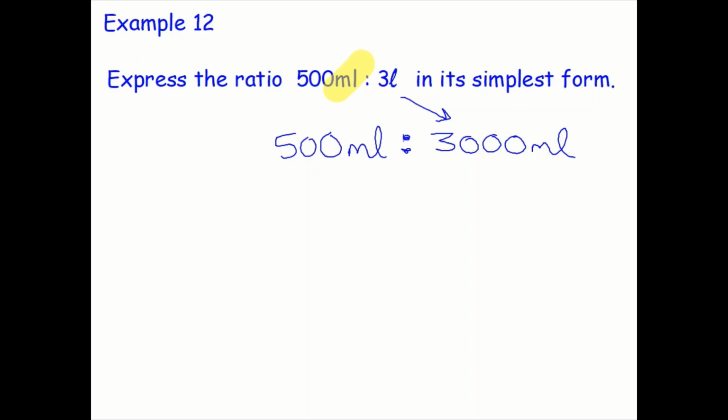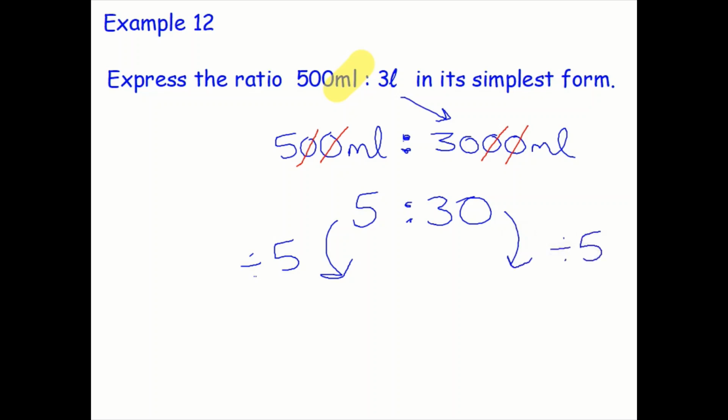Well, I'm going to make this a little bit easier for myself. I'm going to cancel out a 0 there and a 0 there, and I've got another 0 I can actually cancel out there. So basically I'm just simplifying the ratio 5 to 30, which is much nicer. And the highest common factor there between those two numbers is 5. 5 divided by 5 is 1, and 30 divided by 5 is 6. So the ratio there in its simplest form is 1 to 6.